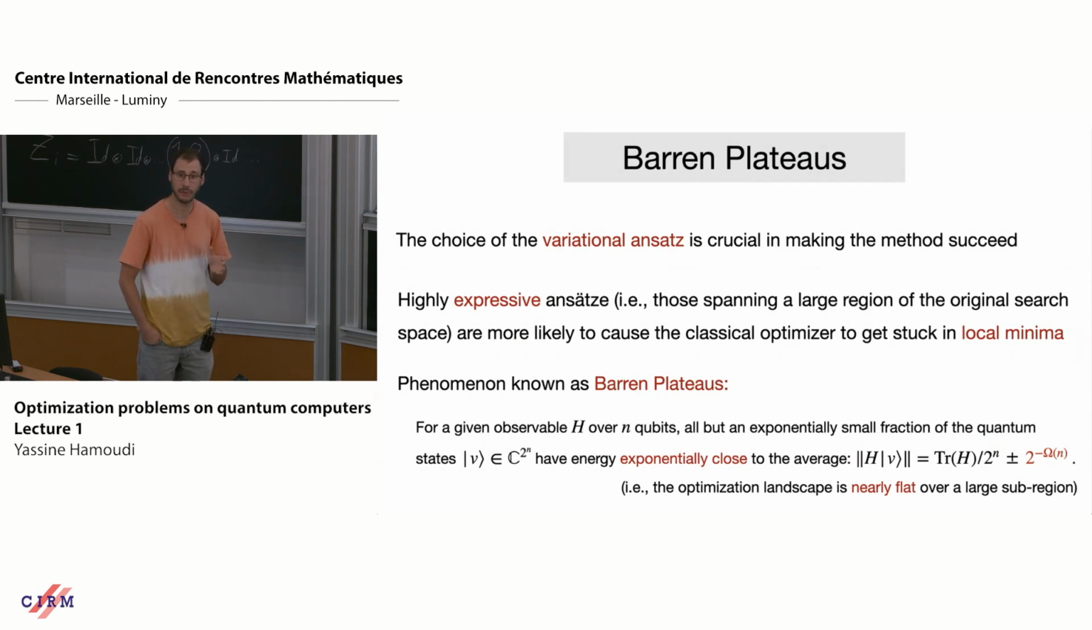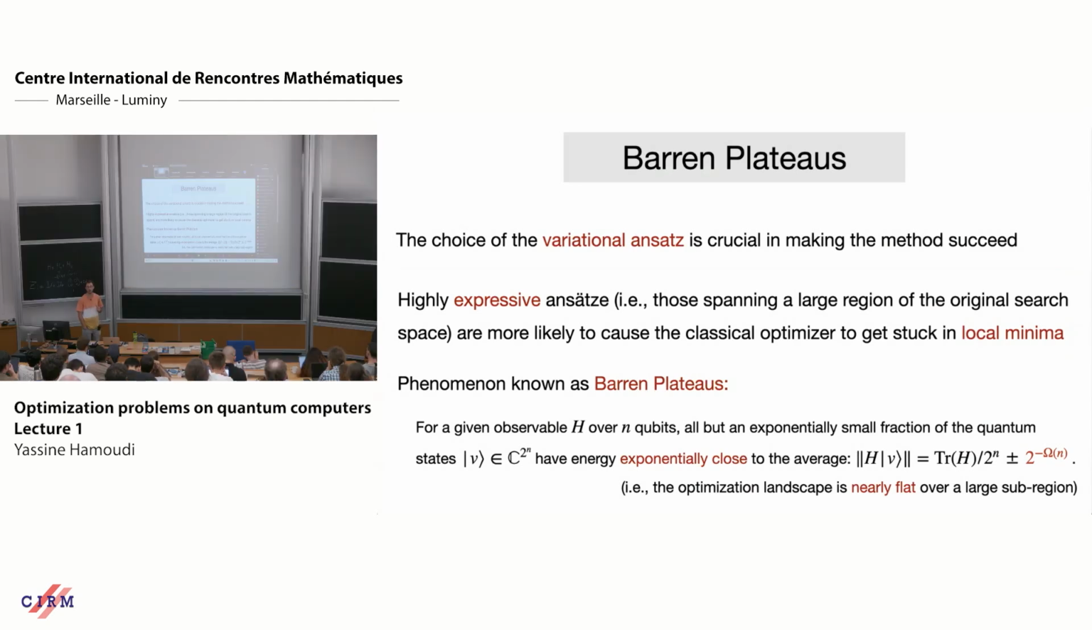So it means that finding a good ansatz is actually a very hard question. If you don't define it the right way, then the overall method may fail because of this phenomenon.